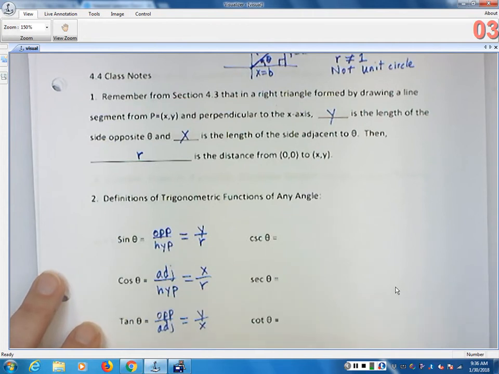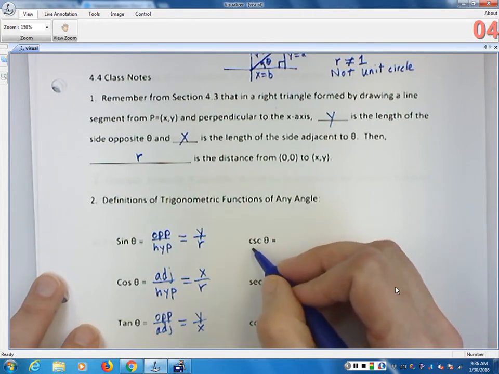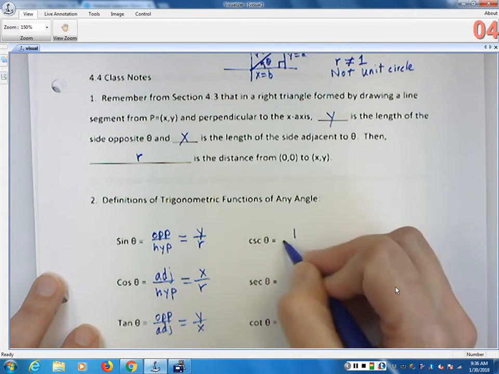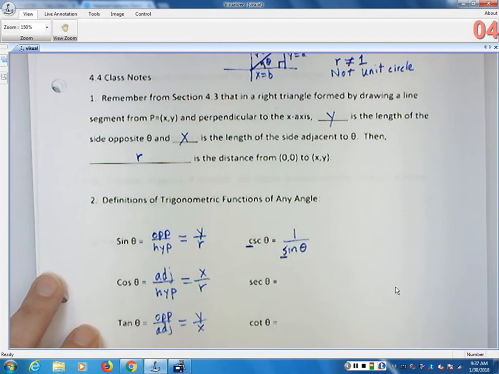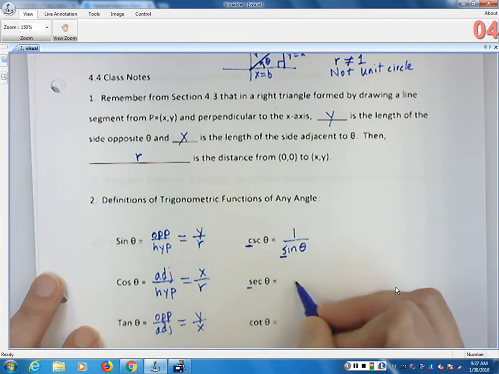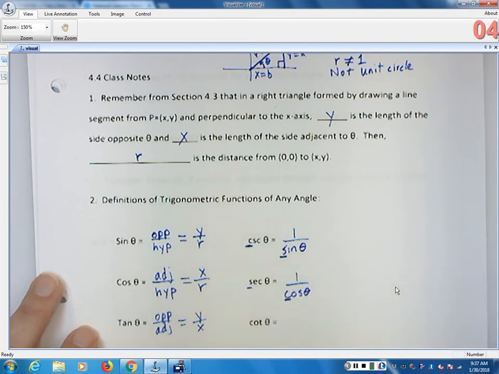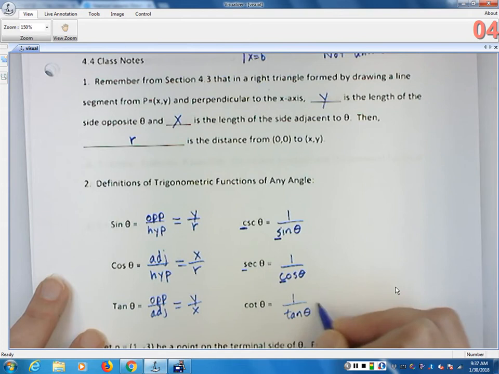And then for these other three, you should have these reciprocal things memorized. Cosecant of theta is 1 over, not cosine, because I just always remember that the first letters don't match. Sine goes with cosecant, and 1 over cosine goes with secant, and cotangent is 1 over tangent. And you do need to go ahead and write the angle down.